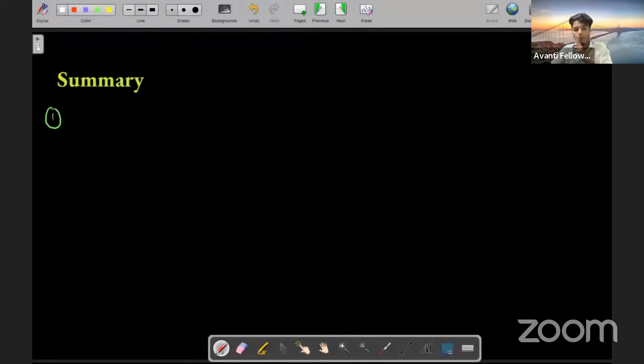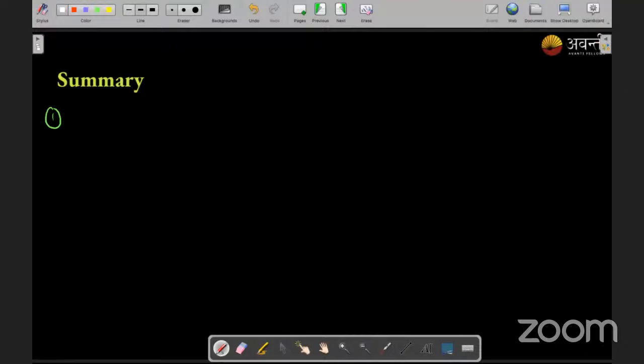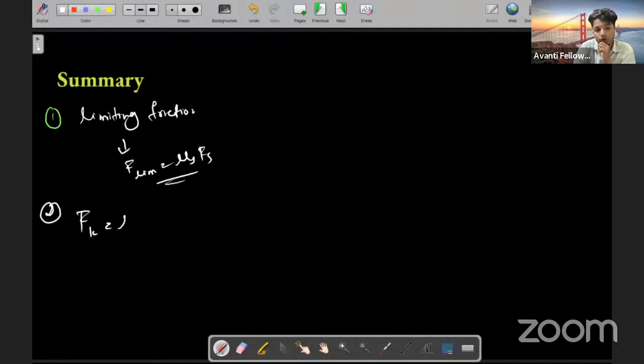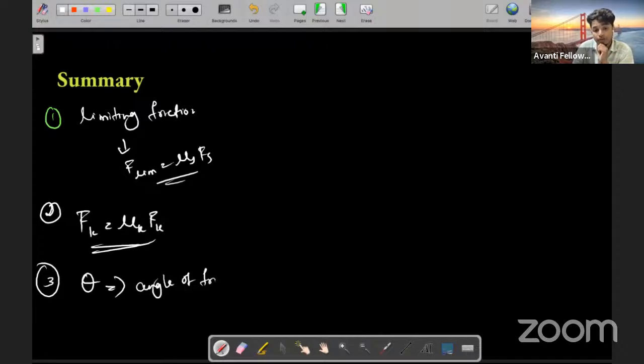Do you remember what we were studying in today's class? We talked about limiting friction, and we completed it. We know that F limiting is equal to mu s into N. Then we talked about kinetic friction, which is equal to mu k into N. Then we talked about theta. Theta is the angle of friction.